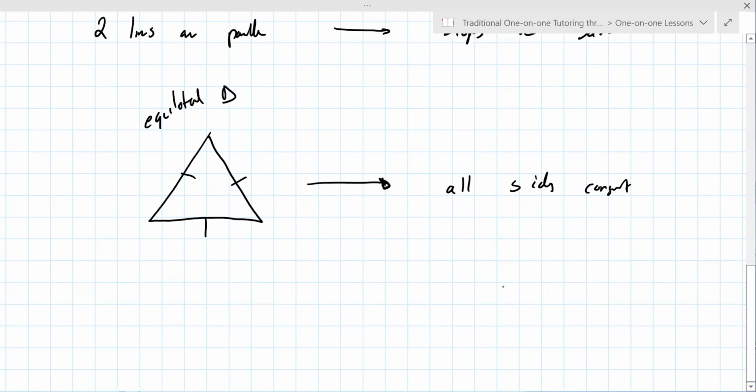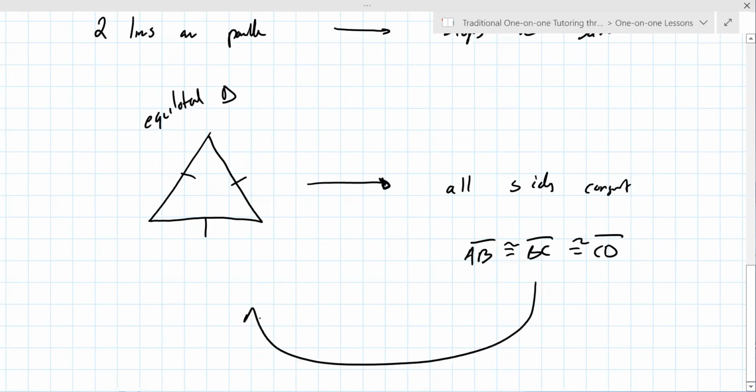Now, let's say we start over here. Let's say I just tell you that AB is congruent to BC is congruent to CD. What does that tell you about the shape? It tells you that it's a triangle. What kind of triangle? Isosceles? Equilateral? Oh, my bad, equilateral. What's the difference between isosceles and equilateral? Isosceles is just two sides are the same. Okay. Right. Equilateral, all are equal.